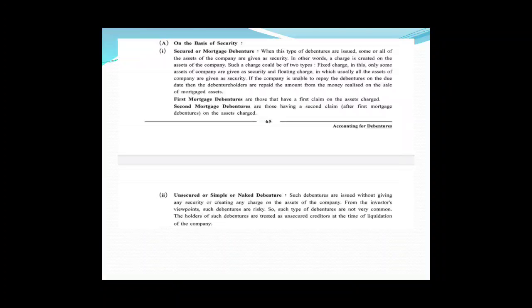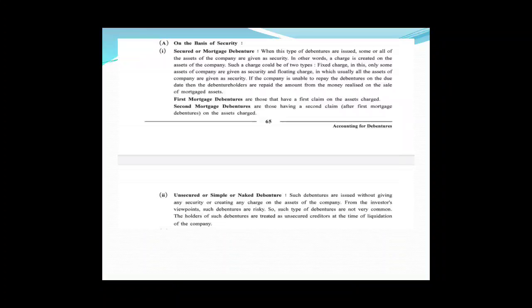Friends, secured debentures, as the name suggests, they are secured because at the time of issue of such debentures, company mortgage the assets, either all assets of the company or few assets of company, but they are issued against mortgage of such assets. This mortgage of assets is known as charge created on asset. So what happens, friends, here?